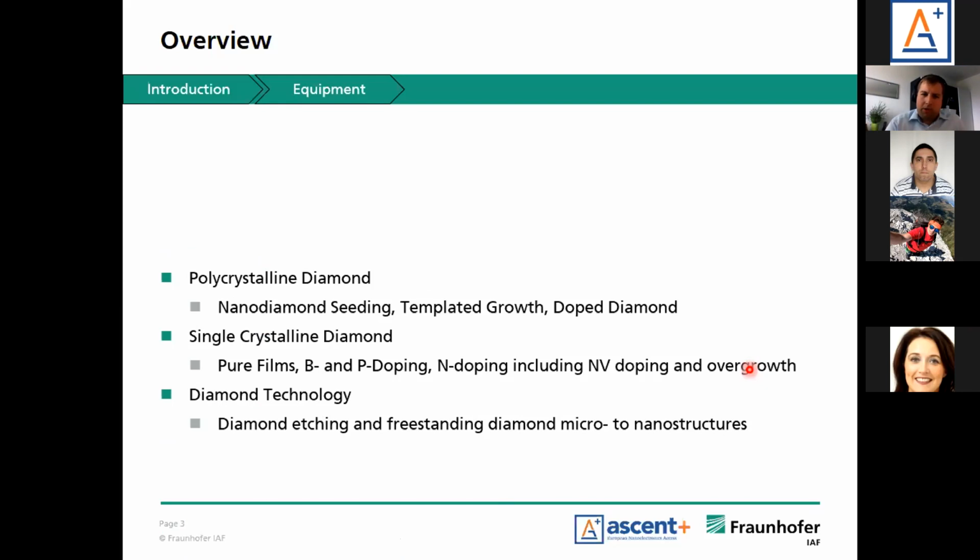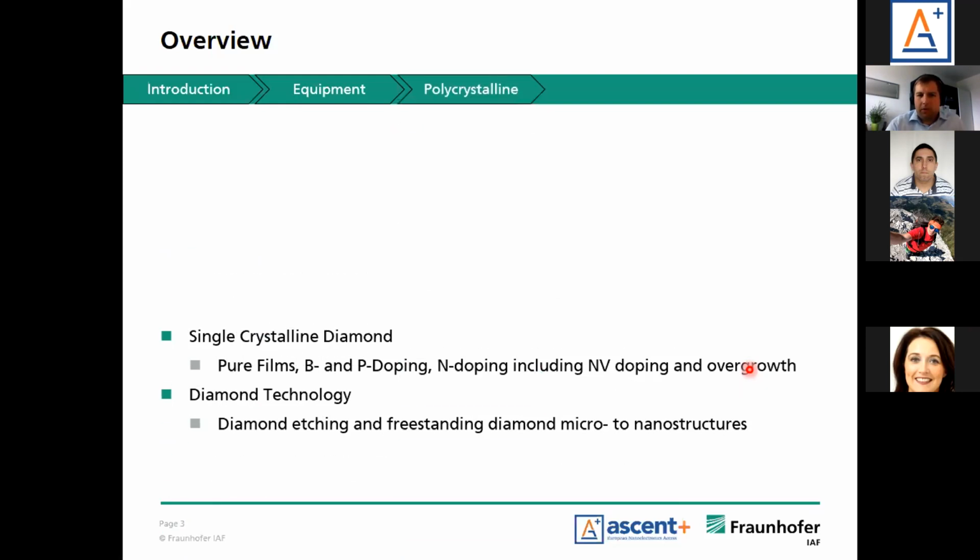Then we will start with polycrystalline diamond, which has been done quite extensively in the past. Here I will show a bit about nanodiamond seeding for coating all kinds of substrates, templated growth, and also doped diamond, especially boron doped diamond as electrodes for electrochemistry. Then we will have a part about single crystalline diamond. Here, again, we grow very pure films. This includes also isotopically enriched films for quantum technologies.